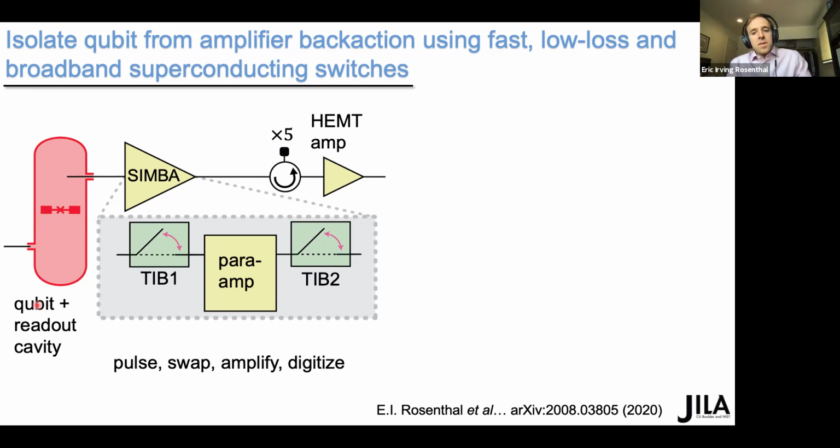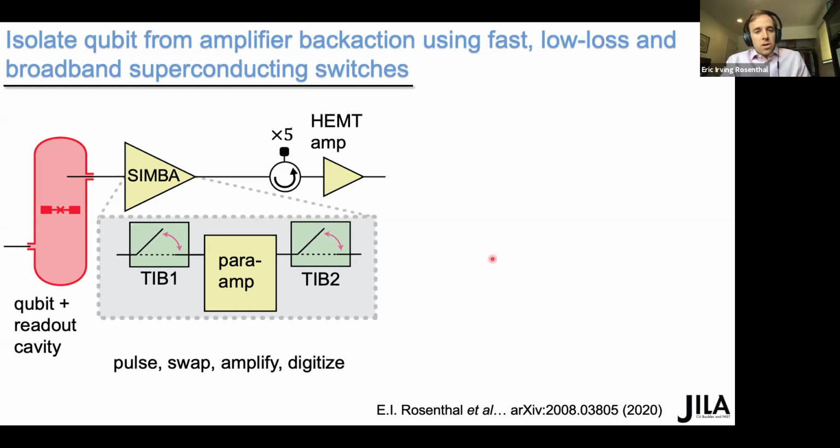The SIMBA consists of a two-port cavity whose resonance frequency can be parametrically modulated to provide amplification, and where superconducting switches are placed on each port of the cavity in order to realize a tunable coupling. These broadband DC actuated switches, which we call tunable inductor bridges or TIBs, allow us to realize a swap operation between the readout cavity and the parametric amplifier by turning on and off this coupling with the first TIB.